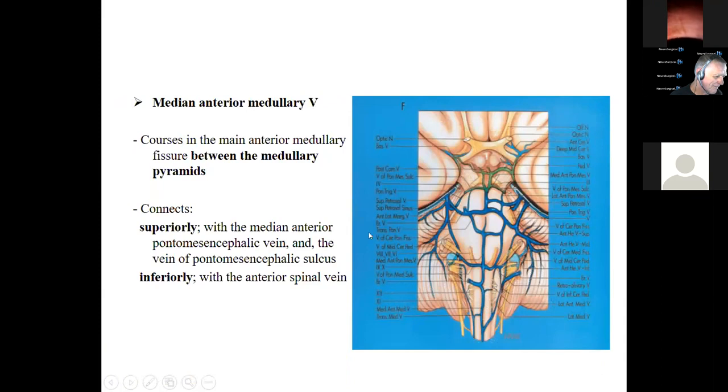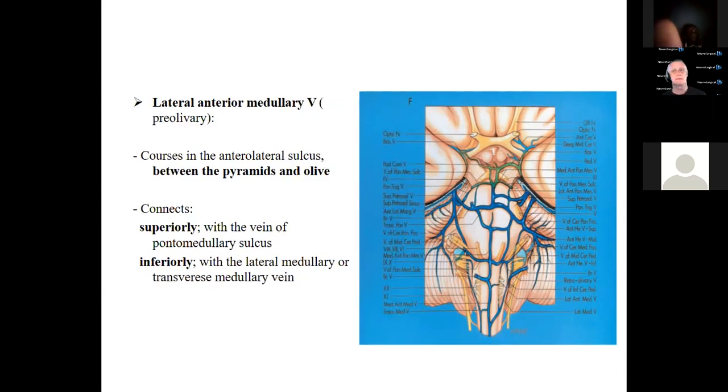Talking about each of these veins, we have the median anterior medullary vein, which courses in the anterior median fissure of the medulla between the two medullary pyramids. So it crosses between the medullary pyramids. It connects superiorly with the median anterior pontomesencephalic vein in the pontomedullary sulcus, and inferiorly with the anterior spinal vein.